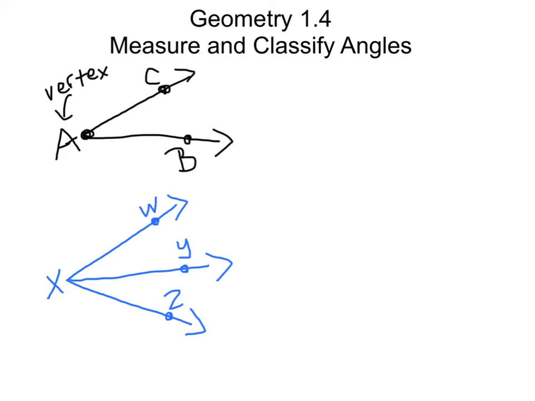Today in geometry, we are going to look at measuring and classifying angles. In this first diagram, we have an angle, and we have its vertex A. The vertex is where the two rays come together. An angle is made up of two rays with a common endpoint.